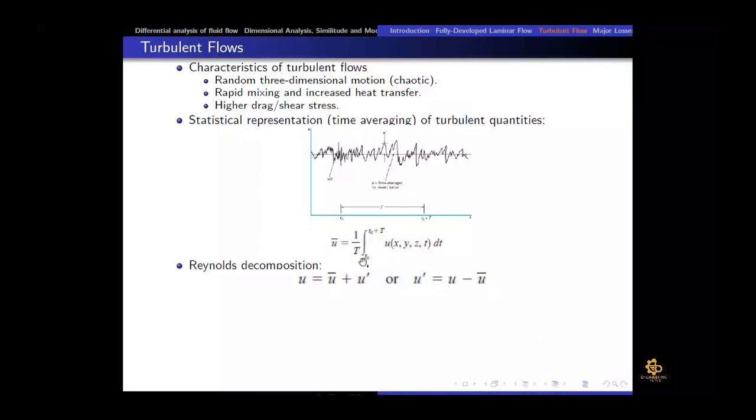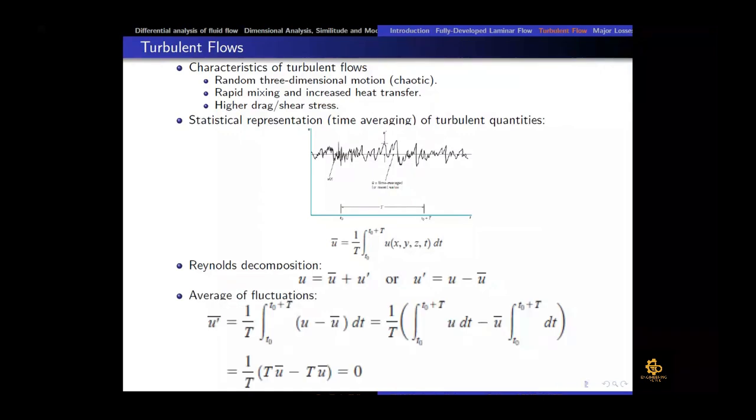So one characteristic of this u prime is that if we take the average of u prime, that would always be equal to 0. It means that if we take the average of fluctuation, that should be statistically equal to 0, because fluctuations are usually the difference from the mean value. So half of the fluctuations would be positive and half of the fluctuations would be negative. If we add them all together, that would be equal to 0.